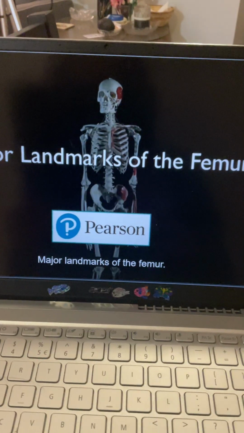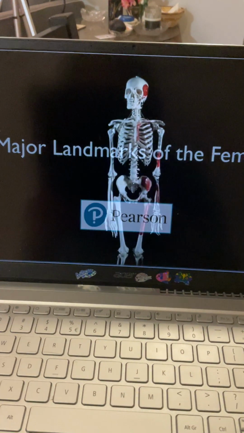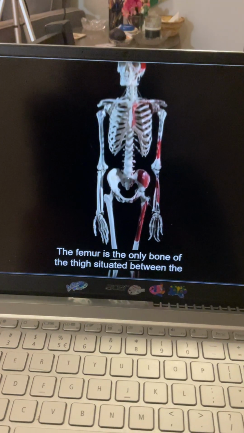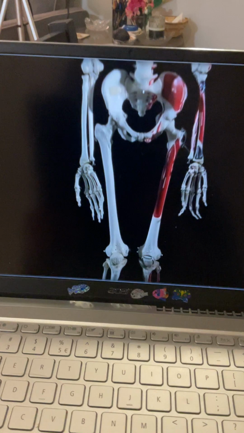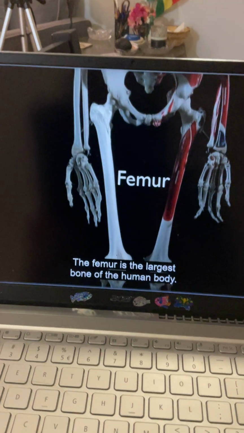Major landmarks of the femur. The femur is the only bone of the thigh, situated between the hip and the knee. The femur is the largest bone of the human body.